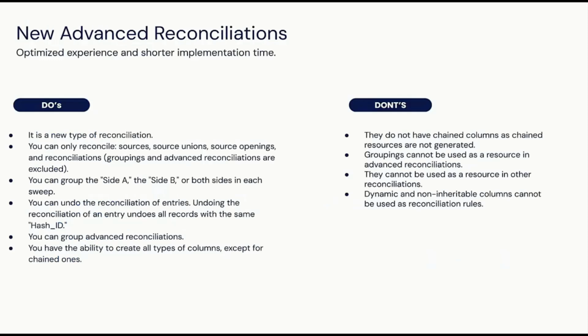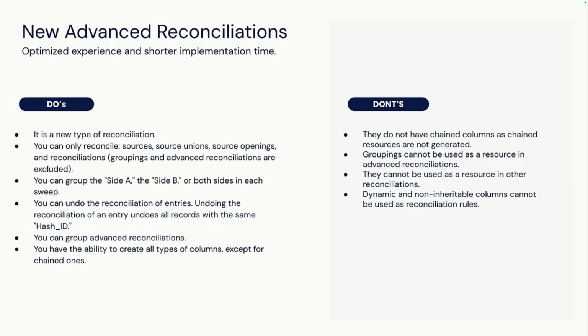Do's and don'ts. What can and cannot be done with these first advanced reconciliations? This is a new type of reconciliation that does not affect the previous ones in any way. Users can continue using the existing reconciliations without any issues. You can reconcile sources, unions of sources, source openings, and the current reconciliations can still be reconciled.